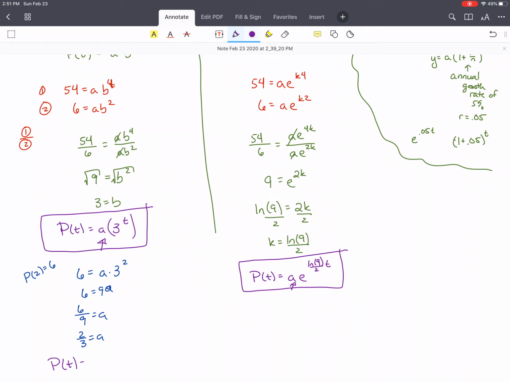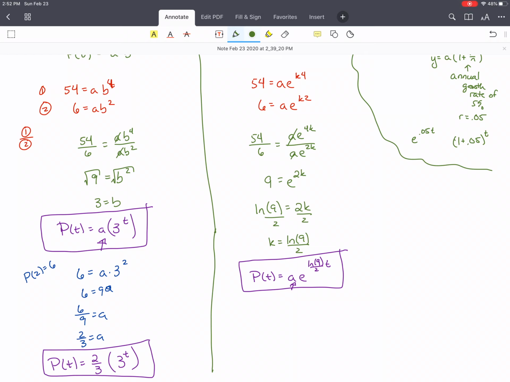And p of t is 2/3 times 3 to the t for this bacteria population. And this tells me what my bacteria is at every time t, where t is in hours.